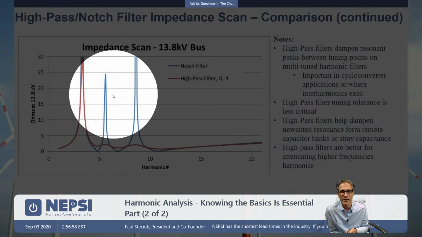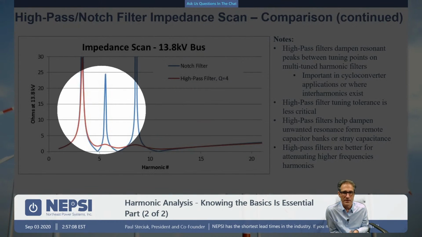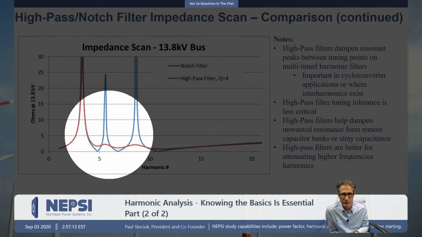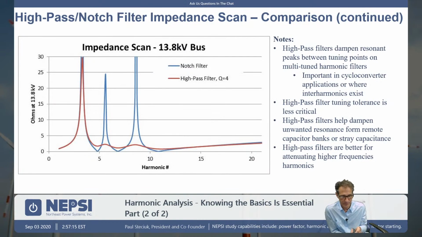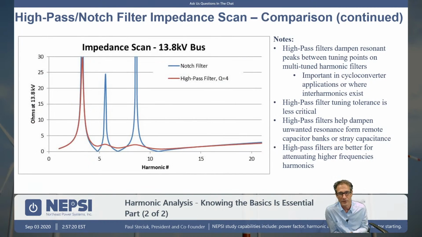And this is why mine applications, which have interharmonics associated with cycle converters, would use high-pass filter branches, is that we eliminate these resonances, and therefore any interharmonics that might exist are reduced because the resonant points are being damped, and that's why we call it a damped harmonic filter. So if there are any concerns about non-characteristic harmonics, then high-pass and C high-pass filters are commonly used for that purpose.